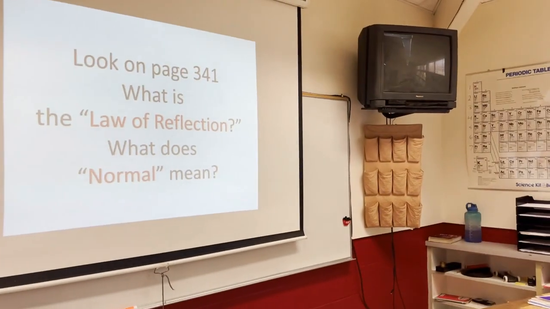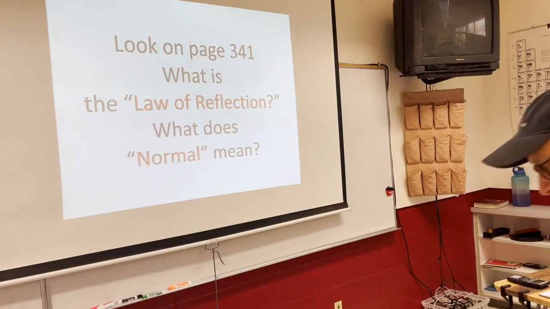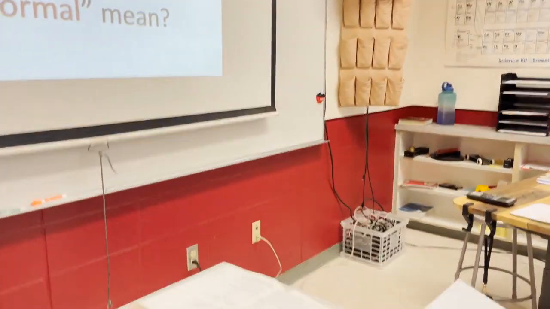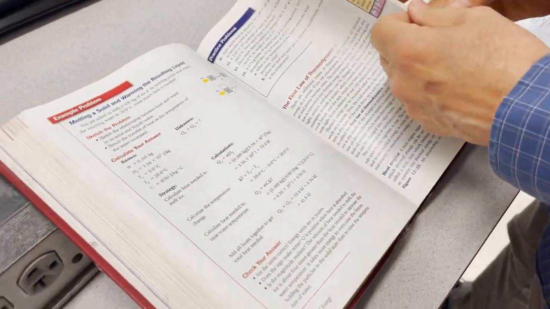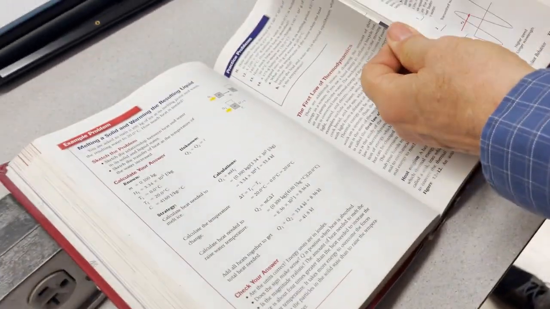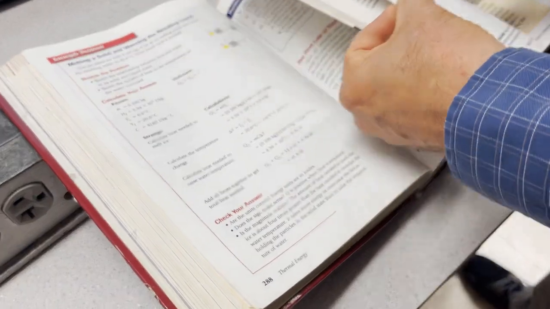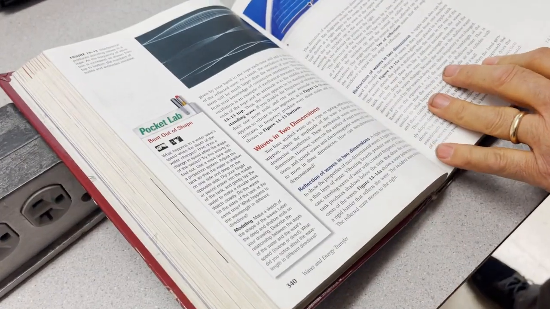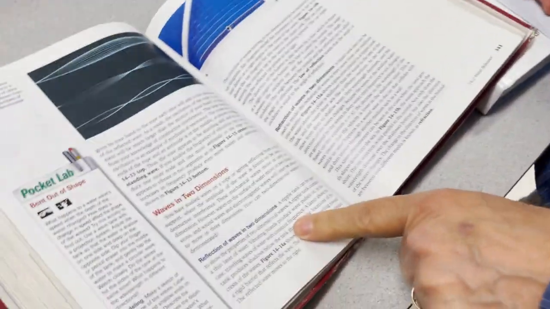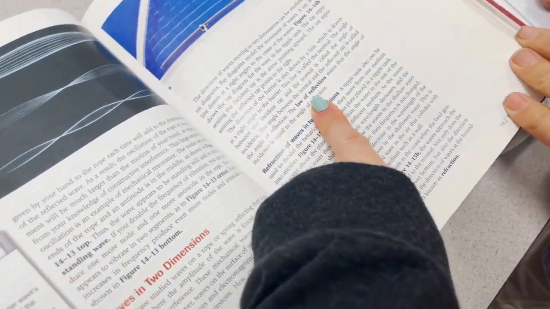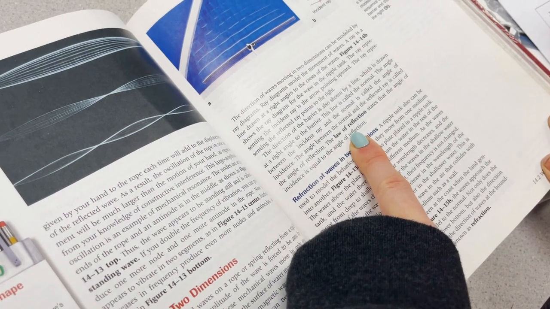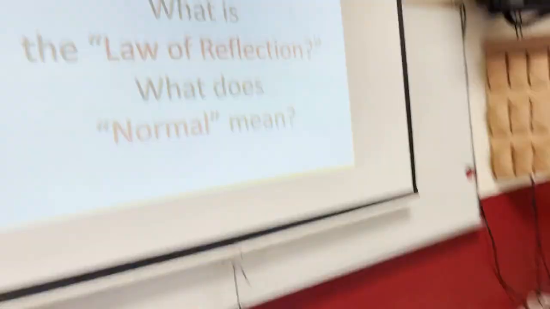Okay. This is what I would ask students to do, before we get started. I very, very seldom start with definitions. 341, what is the law of reflection? That states that the angle of incidence is equal to the angle of reflection. Whatever the deuce that is.